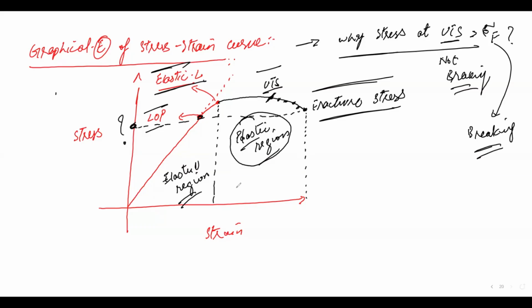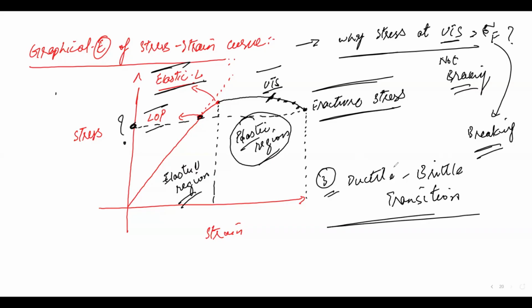Did you get that? Now the last theoretical question, and often a 6-marker one, is the ductile to brittle transition. First of all, let me tell you what we mean by a ductile object and what we mean by a brittle object.